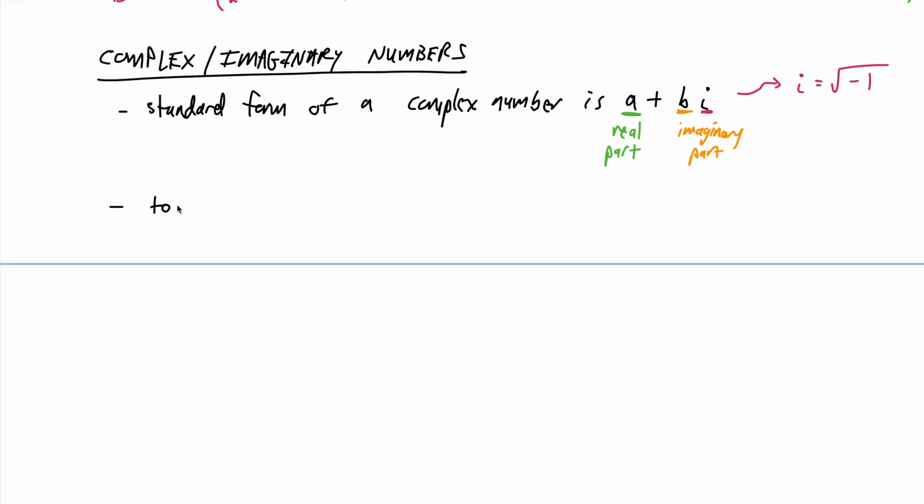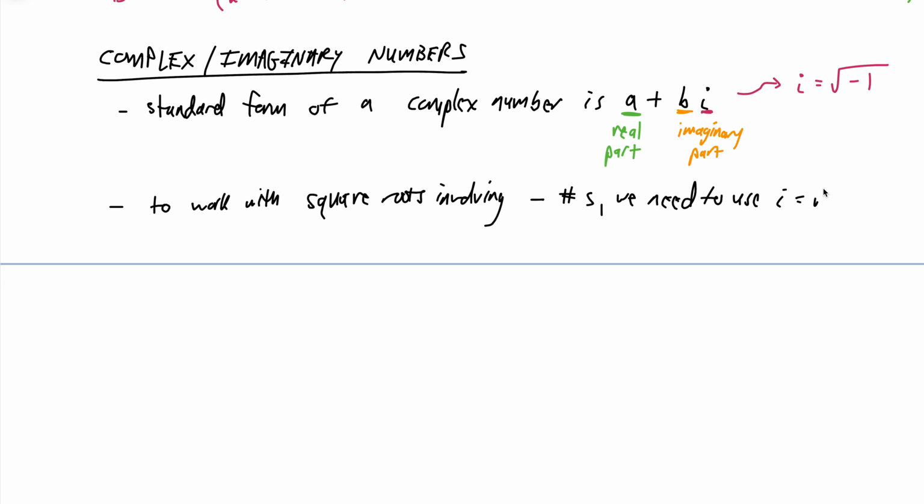Now, to work with square roots involving negative numbers, we need to use this i value. We need to use i, which is equal to the root of -1. Not only is i equal to the root of -1, that's going to tell us information about i squared and i cubed and i to the 4 and any power that we put on i.